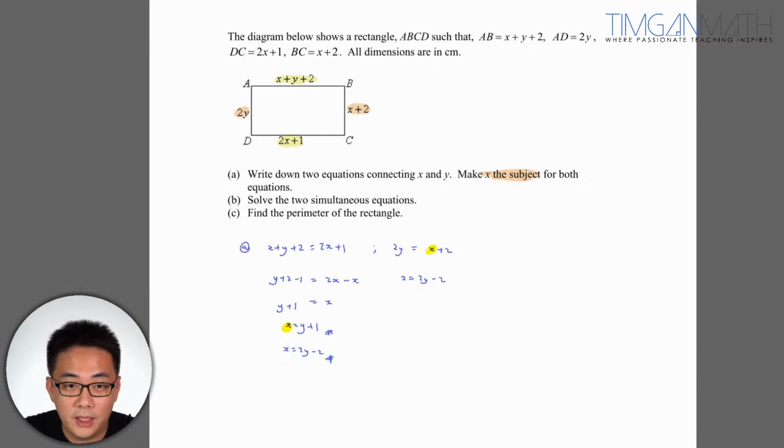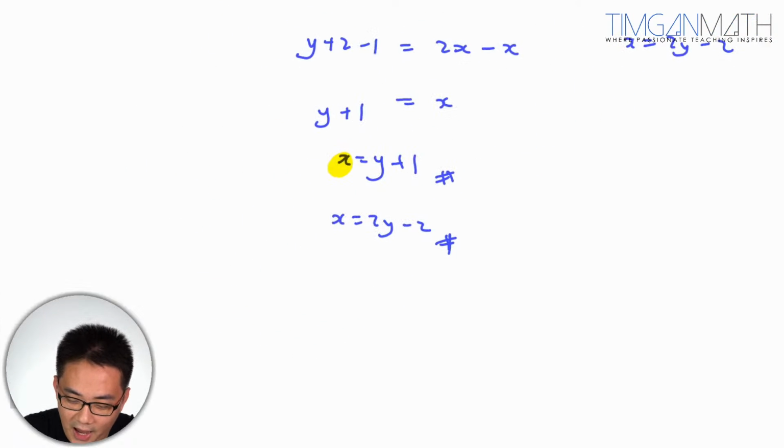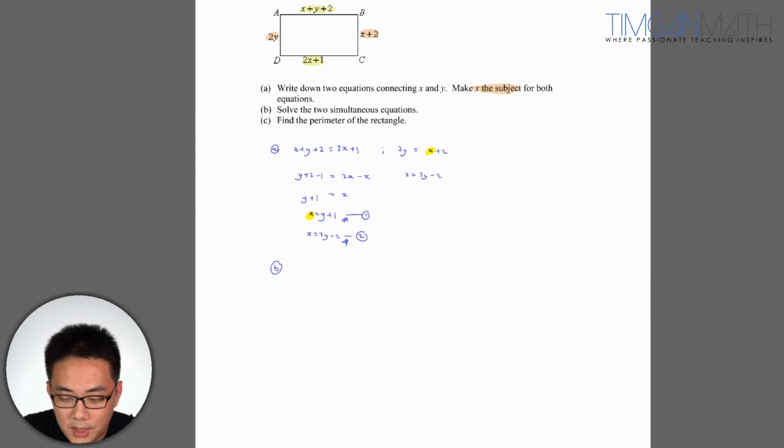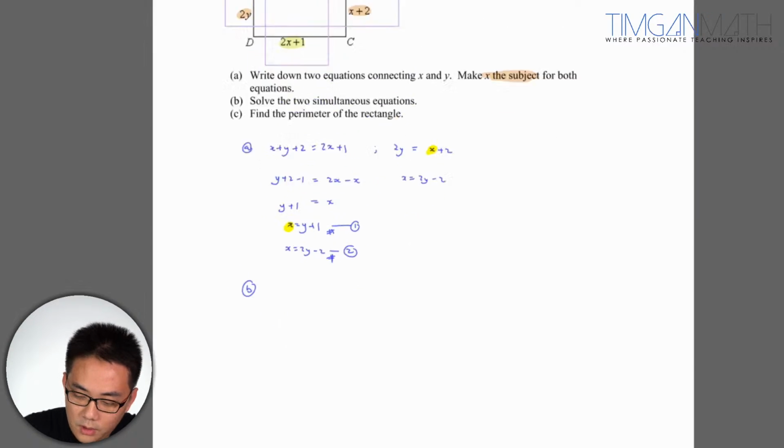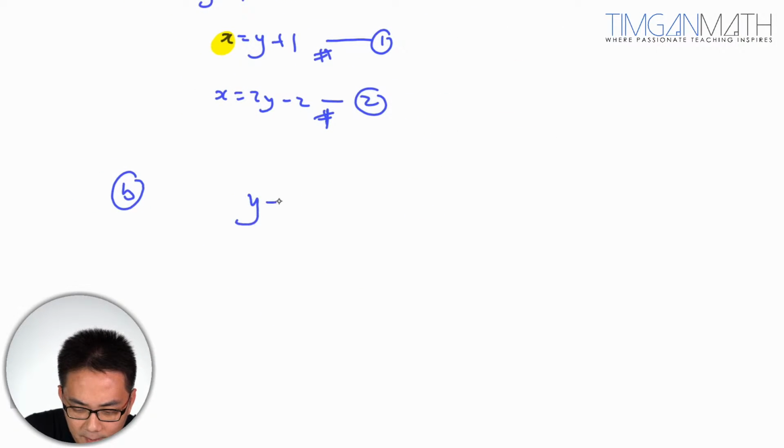Part B, we have: solve the two simultaneous equations. Since we already made x the subject, this is number 1 and this is number 2. Now, how do you know that it's 1 and 2? Because they come from different sources, in the sense that this is one equation and this is another equation. So what you do is you just equate them, right? That's pretty okay.